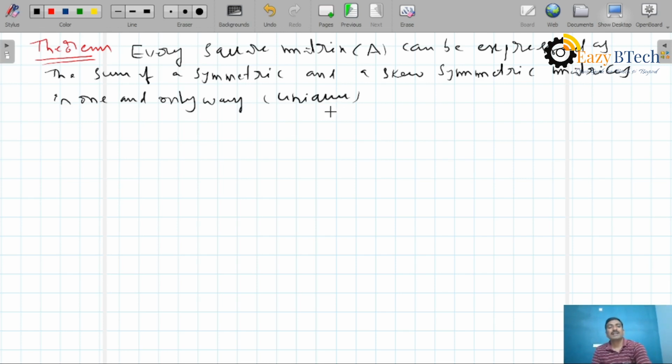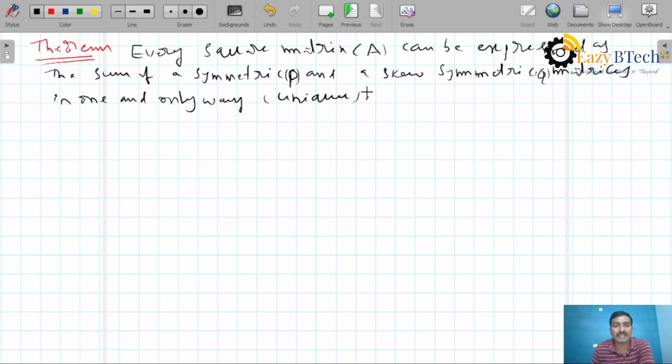Once again, see the statement of this theorem. Every square matrix capital A can be expressed as the sum of a symmetric matrix, which I will denote by P, and a skew symmetric matrix, which I will denote by Q, in one and only way, that means it is unique.